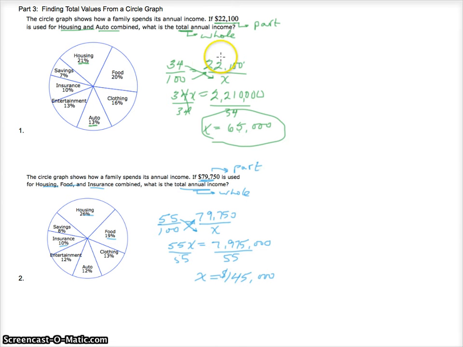So remember to set your proportion up on the part-whole basis, and the most important part is adding the amounts together properly. So make sure that whenever you get multiple amounts, you add them up and put them as your percent.